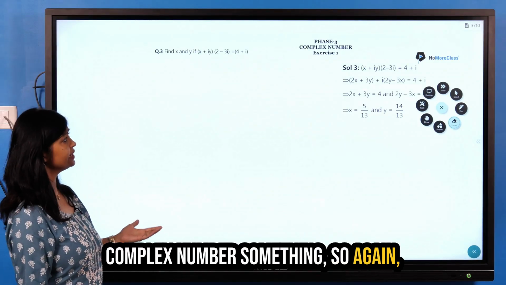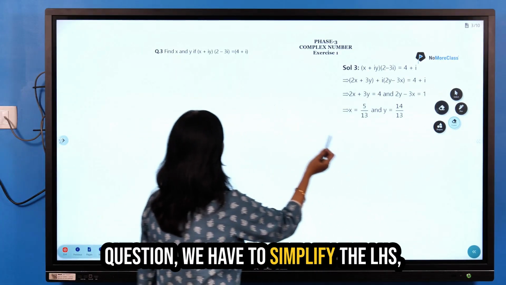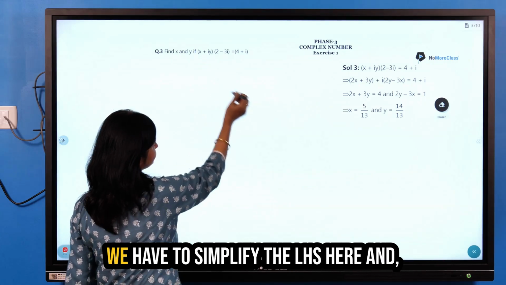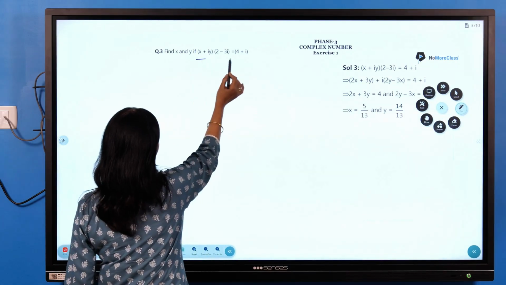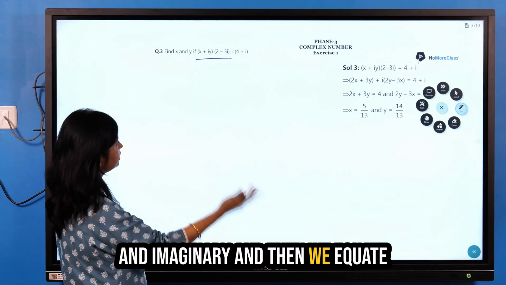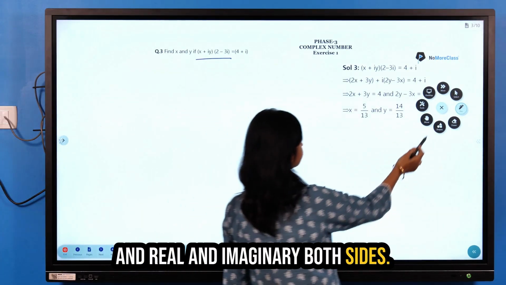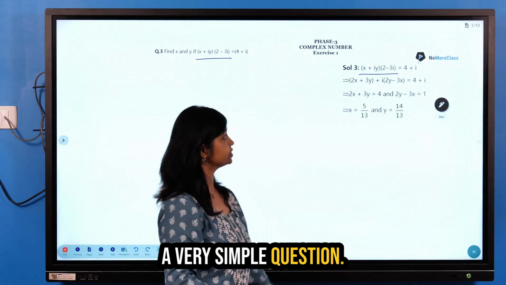So again, how we have been doing the earlier questions, we have to simplify the LHS. We have to simplify the LHS here and so we get an expression with real and imaginary parts, and then we equate the real and imaginary parts on both sides. We'll get that answer. So we can just look at the solution. It's a very simple question.